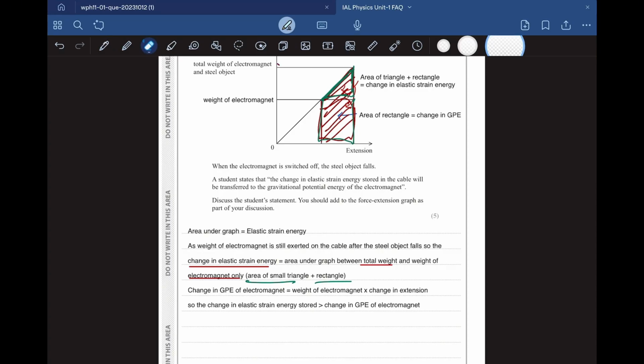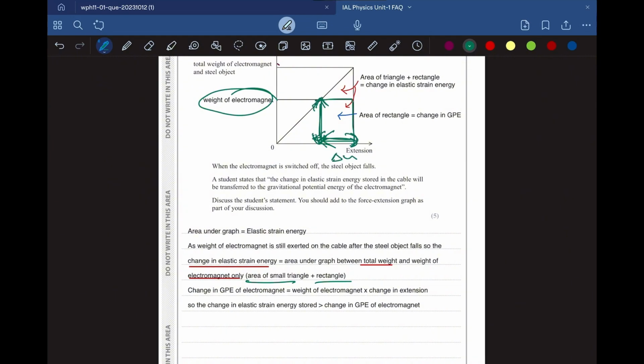The next part says change in GPE of the electromagnet is equal to weight of the electromagnet into change in extension, something that I have said previously, that the weight of the electromagnet is this multiplied by the extension, this. So basically the rectangle, we know the rectangle is length into breadth, right? So this is the length and this is the breadth. The weight of the electromagnet is the y-axis and the extension is the x-axis. So we have multiplied both of these to get the change in GPE.